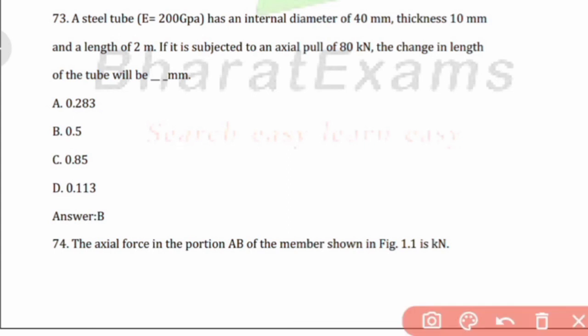A steel tube, E equal to 200 GPa, has an internal diameter of 40 mm, thickness 10 mm, and a length of 2 m. If it is subjected to an axial pull of 80 kN, the change in length of the tube will be dash mm. 0.5 mm.